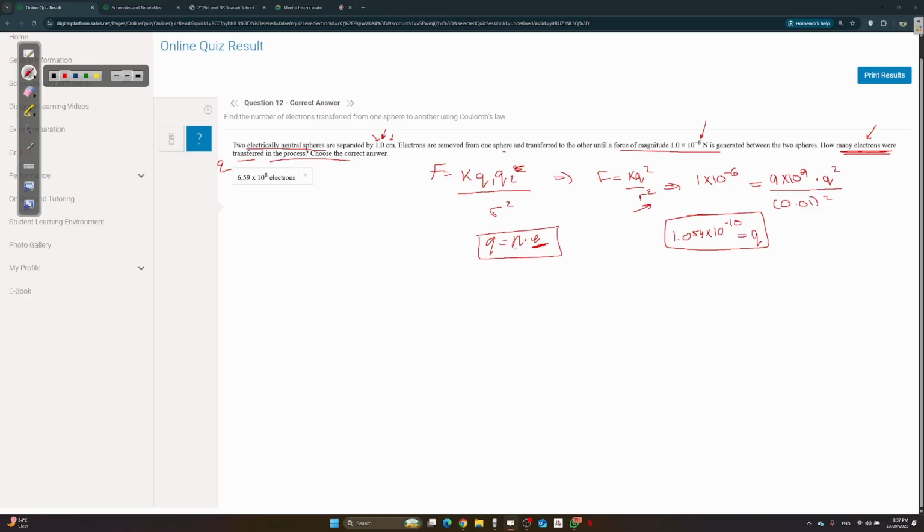Okay, so how do I find the number of electrons n? I just have to divide this by E. Now, you might ask me, what's E? Usually it should be given to you, but it's 1.6 times 10 to the power of negative 19. Write it down. So, to find n, it's just going to be equal to Q divided by E. So it's going to be 1.054 times 10 to the minus 10 divided by 1.6 times 10 to the minus 19. And you're going to get at the end 6.59 times 10 to the power of 8. Is this good?